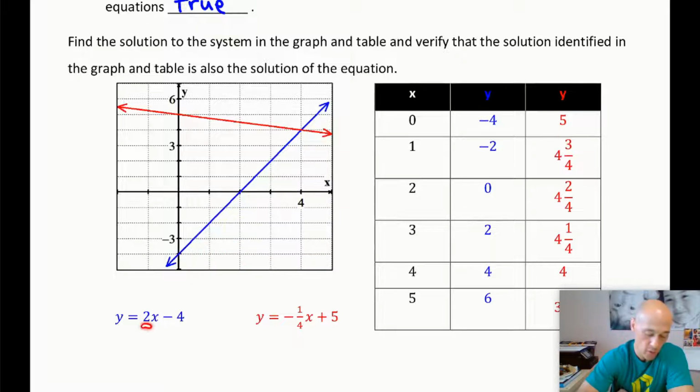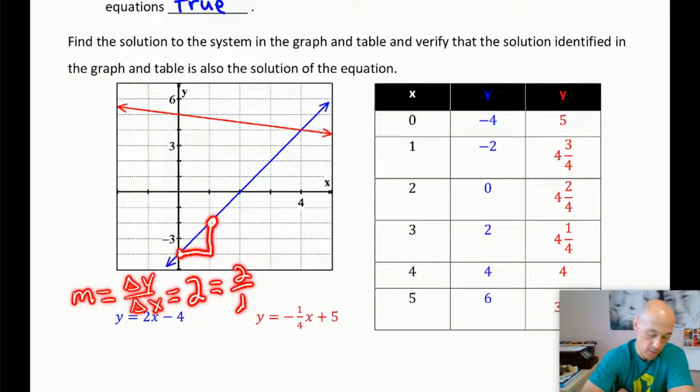Now with a slope of 2, remember our slope is delta y over delta x. Here 2 can also be thought of as 2 over 1, so that our delta y is up 2, and our delta x is to the right 1. So from here, to the right 1, up 2, there's another point. To the right 1, up 2, another point. Notice that delta y is the 2 and delta x is the 1.